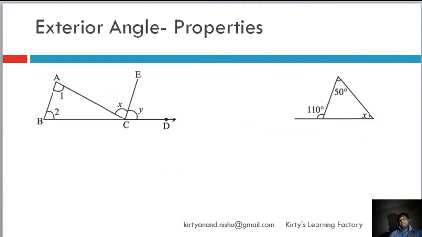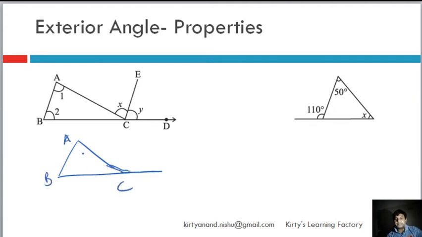Now let's come and talk about exterior angles and their properties. So first of all, let's understand what is an exterior angle. Let's draw a triangle. The triangle is ABC. This is angle A, this is angle B, this is angle C. Now if I extend BC, this angle on the outside, let's call it angle 1. This is an exterior angle.